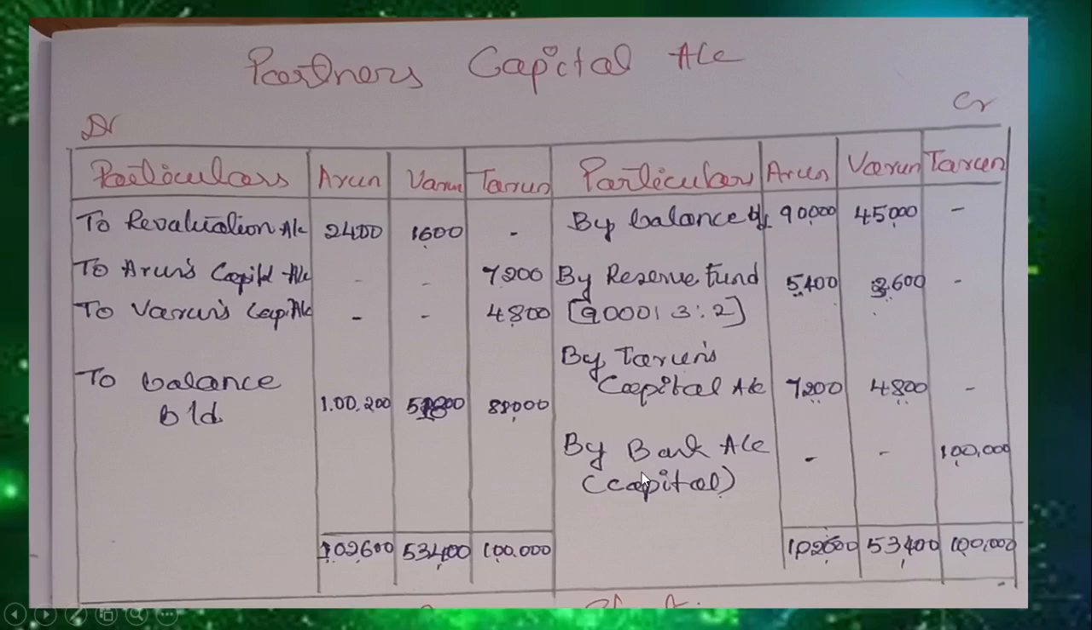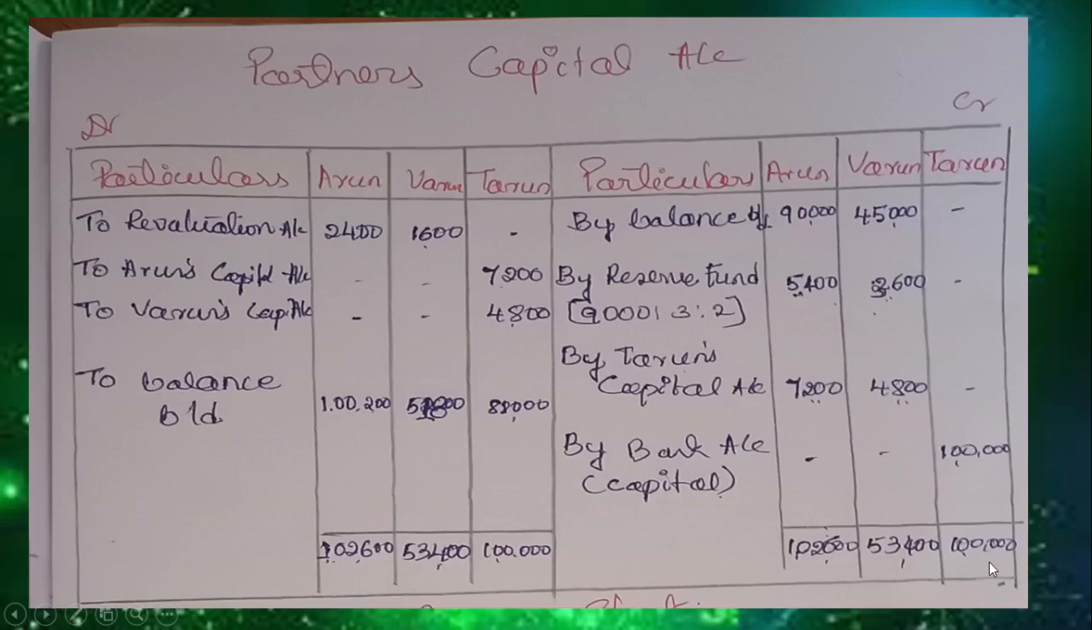So after this, we have to put one more entry for capital brought in. So capital brought in by Mr. Tarun. So bank account debits to Tarun's capital account. It is 1 lakh. So after that, we are going to balance the partner's capital account. So while balancing partner's capital account, credit side total 1 lakh 2,600 minus 2,400. It is 1 lakh 200 rupees. So 53,400 credit side total minus 1,600. So the remaining balance is 51,800.